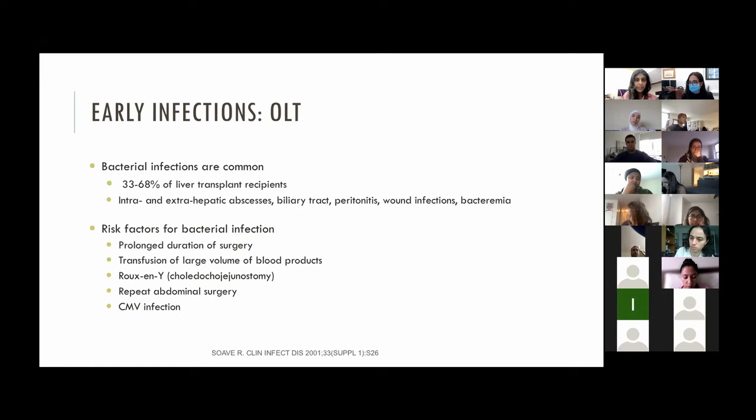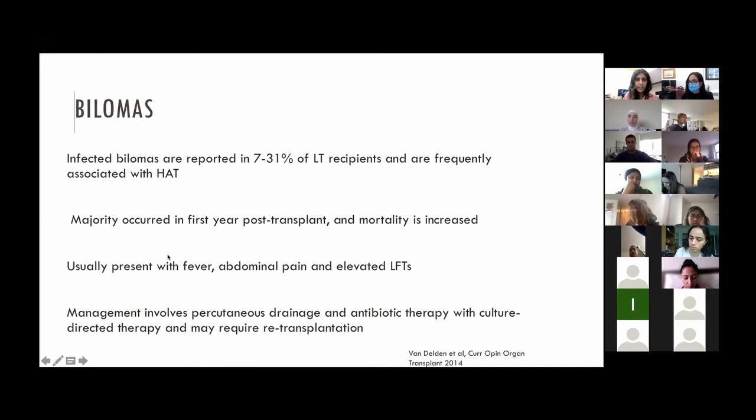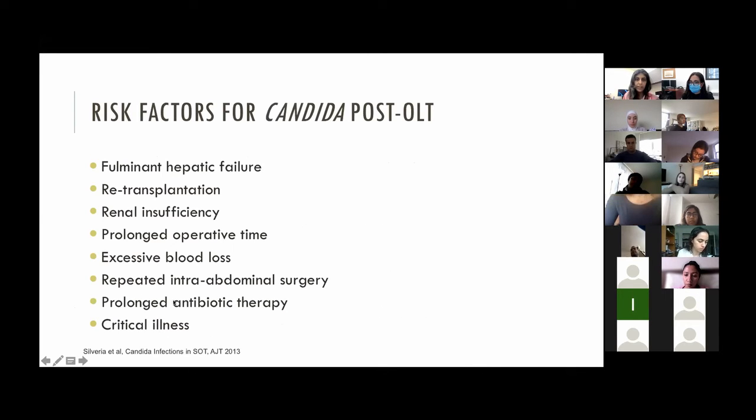So like I said, bacterial infections are very, very common, and like we talked a little bit about risk factors, this goes a little bit about bilomas, because we talked about this case. Bilomas are really common in liver transplant patients in particular, because you're doing a biliary anastomosis, and so if you have issues there, you can have a leak, and then you can have a biloma that develops. It's also frequently associated with hepatic artery thrombosis, because if you have ischemia in the liver graft, that can put them at risk for a biloma. And many times mortality can be increased in this setting. And the management is, like we talked about, drainage and antibiotics.